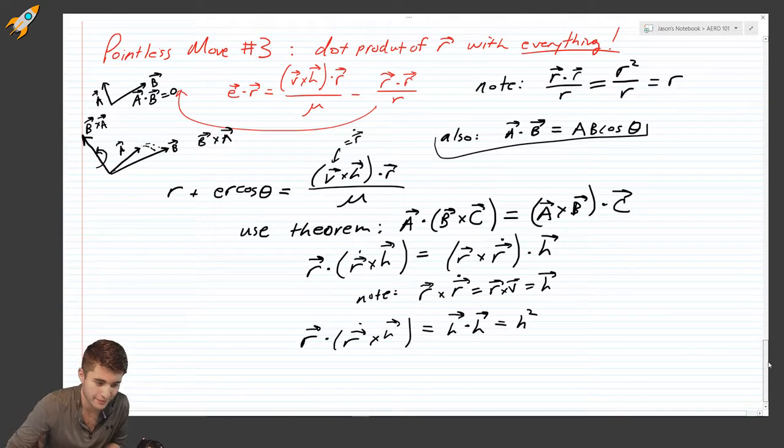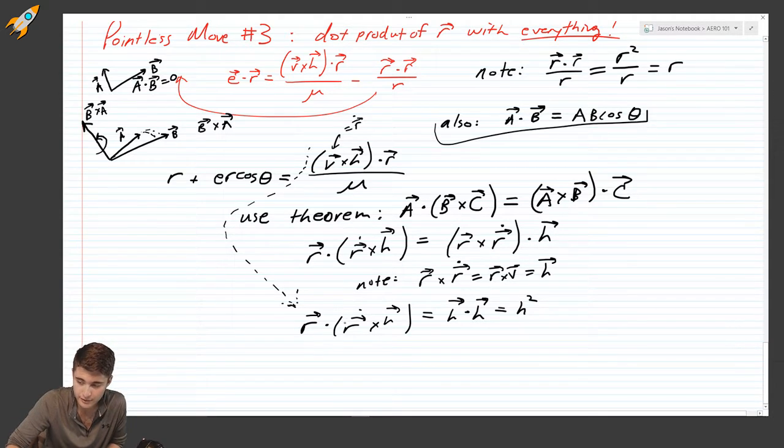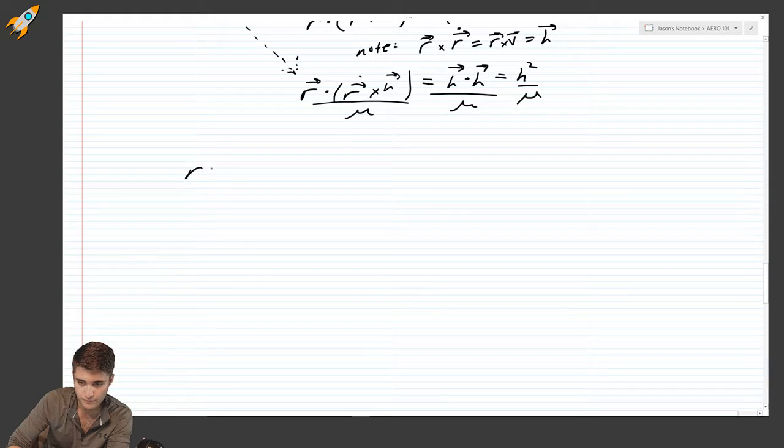Explain the cross again. I'll be able to explain it better. Oh, Kelly, yeah, I know. It's fine, man. But H dot H, it's just H squared. Make guesses, guys. So where does this come into play again? This thing right here. We're just taking this and solving for it down here. So now we've got this ridiculous thing, and we also have a mu. So we've got a mu divided by mu, divided by mu, and divided by mu. So now we've got R plus ER cosine theta is equal to H squared over mu.